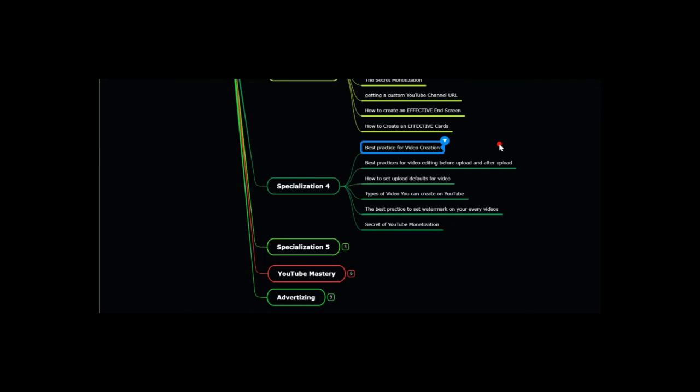Specialization four will cover best practices for video creation, best practices for video editing before upload and after upload, and how to set upload defaults for videos. Setting upload defaults means that you set titles, tags, and description in the channel settings, with no need to upload right now. That will be permanent defaults. Each and every video will get that default title, tags, and description.